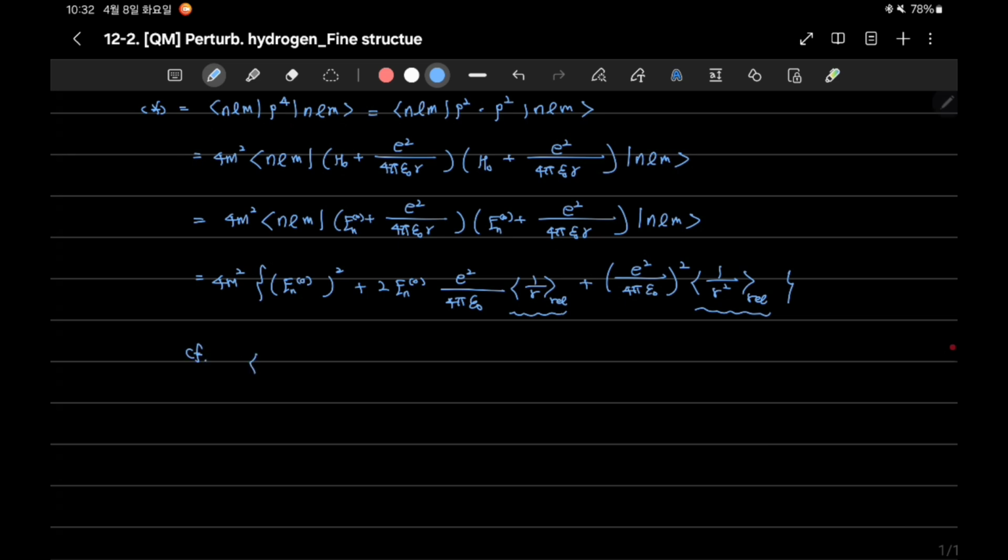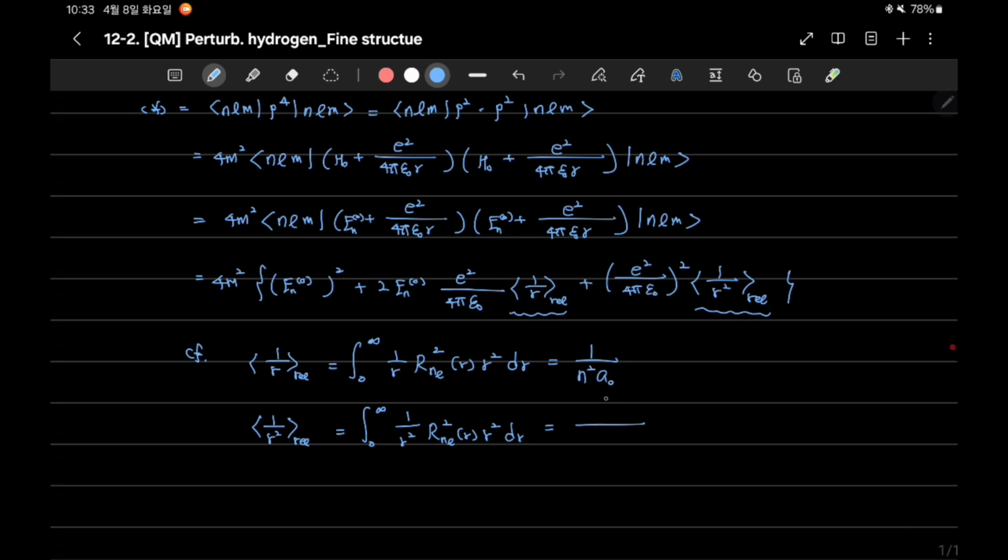Here, for 1 over r, it is the integration from 0 to infinity of 1 over r, R_nl squared, r squared dr. Then the result is 1 over n square a0. A0 is the Bohr radius. And also for 1 over r square, it is the integration from 0 to infinity of 1 over r squared, R_nl squared, r squared dr. Then the result is 1 over (l plus 1/2) n cube a0 square.